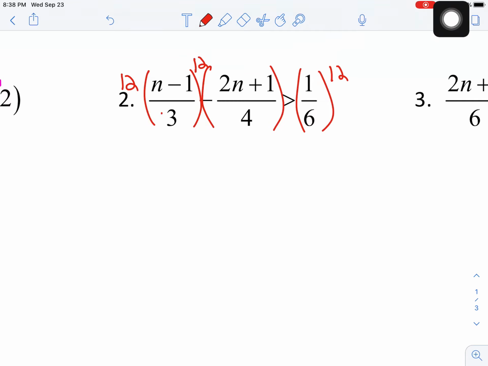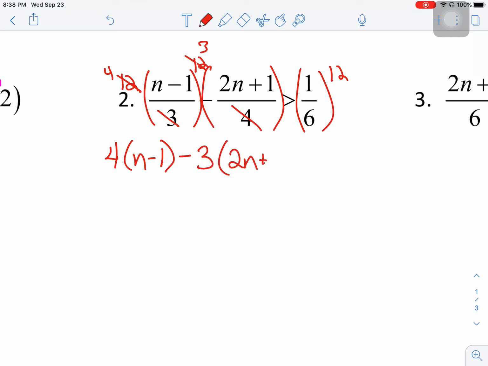All right, so 3 goes into 12 4 times, so I'm really just multiplying this first numerator times 4, minus 4 goes into 12 3 times, so that's going to be negative 3. Be careful with the negative distribution. 2n plus 1 greater than 6 goes into 12 2 times, so 2 times 1. And now we have a problem that's just like that first problem. We need to distribute, simplify, collect all the like terms.